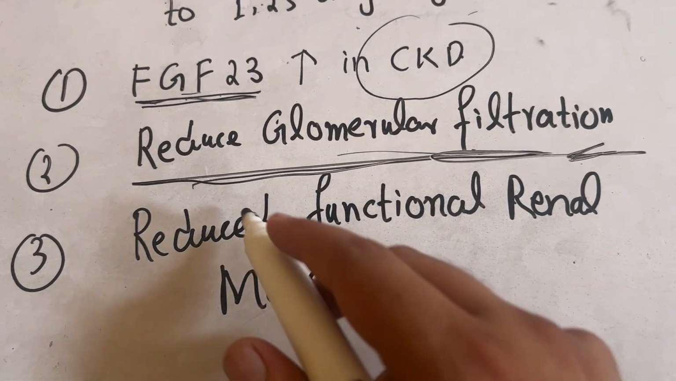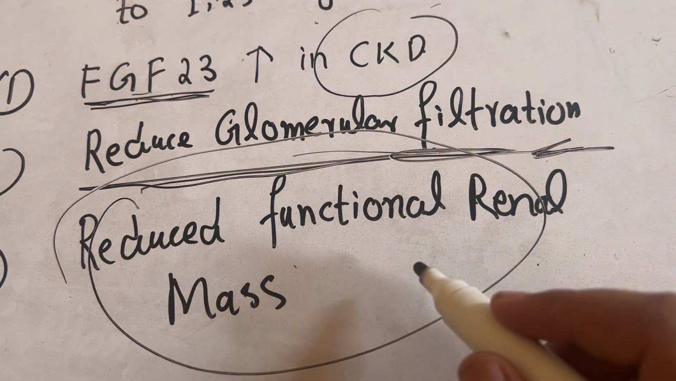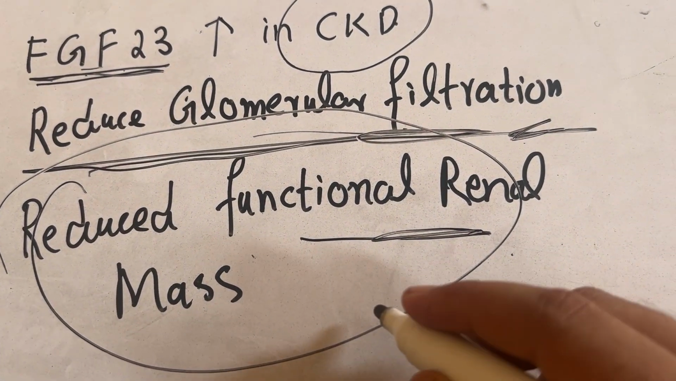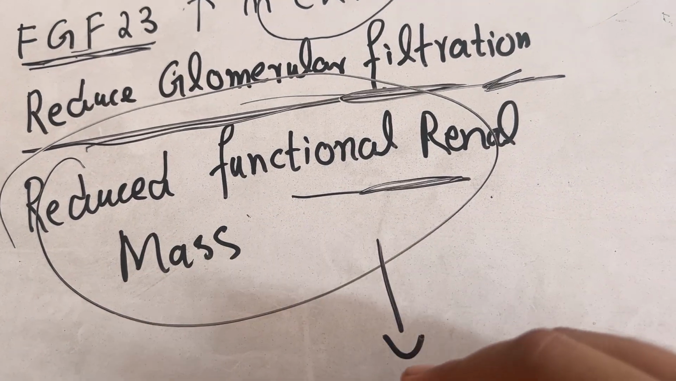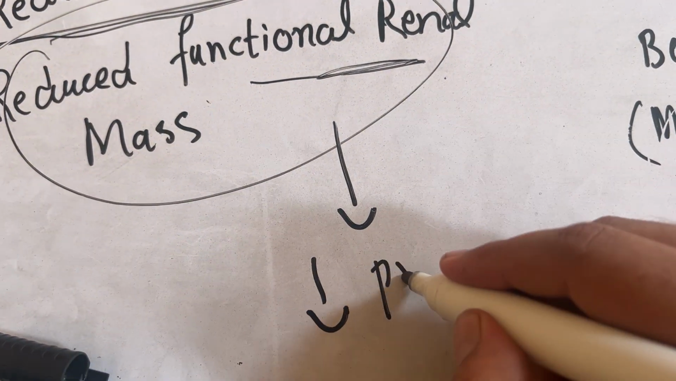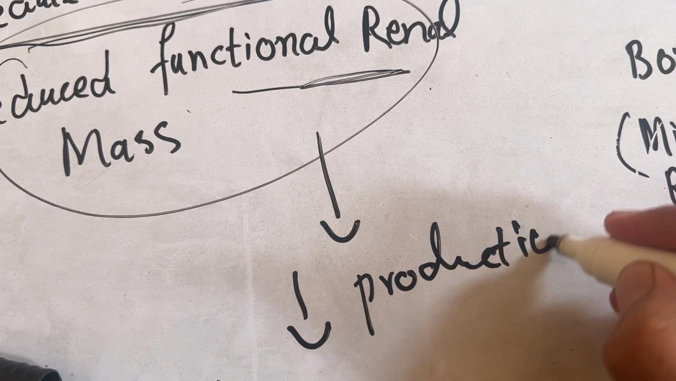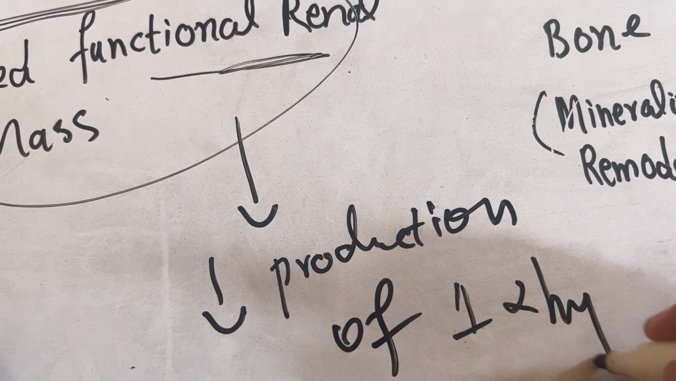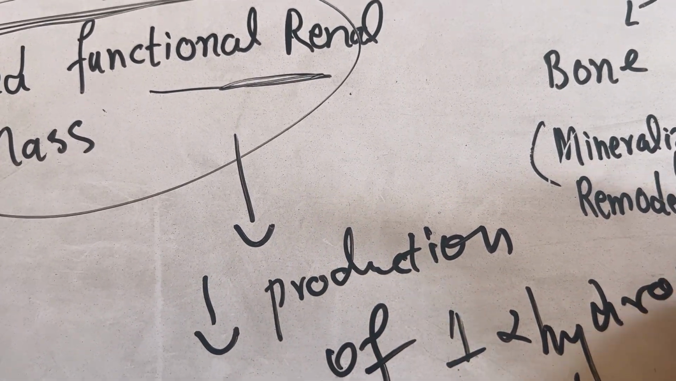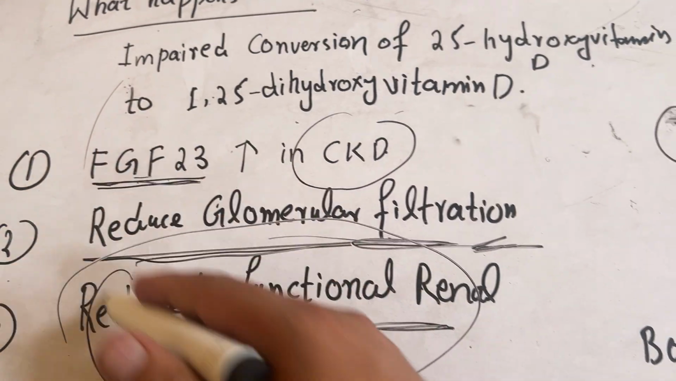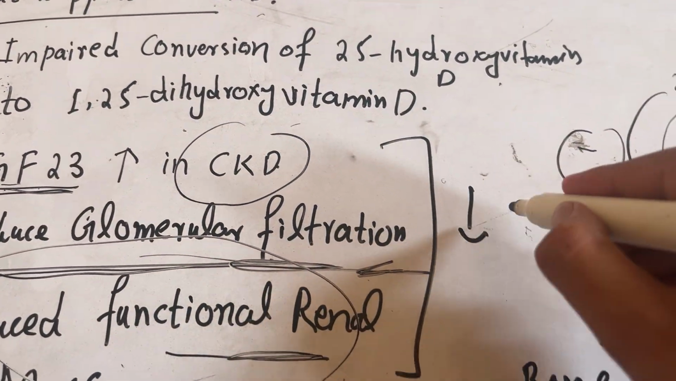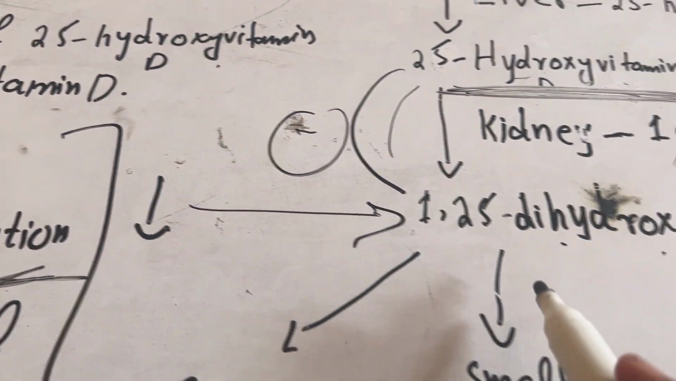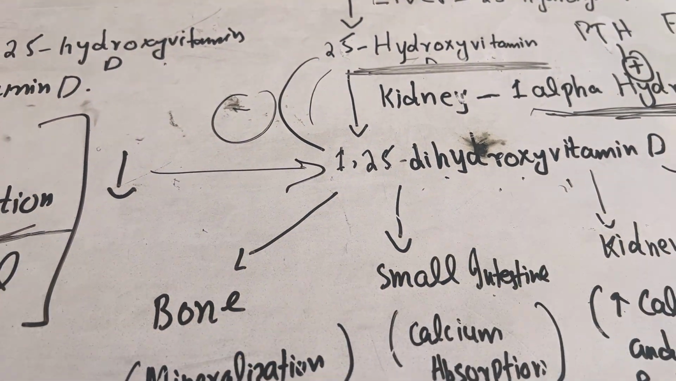Now the third factor is reduced functional renal mass. When there is reduced function of the kidney, there is decreased production of the 1 alpha hydroxylase enzyme. So this is the third factor. As a result of all these factors, there is reduced production of the active form of vitamin D, 1,25 dihydroxy vitamin D.